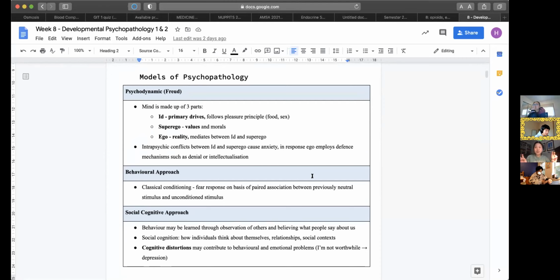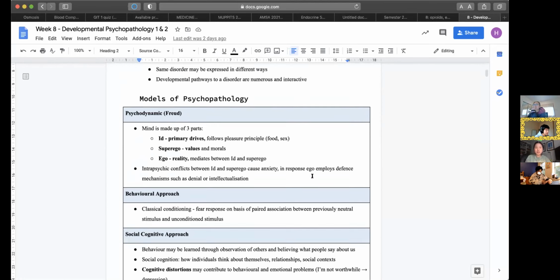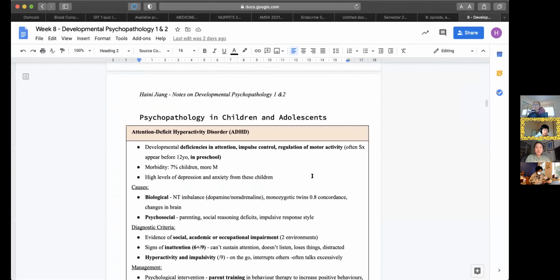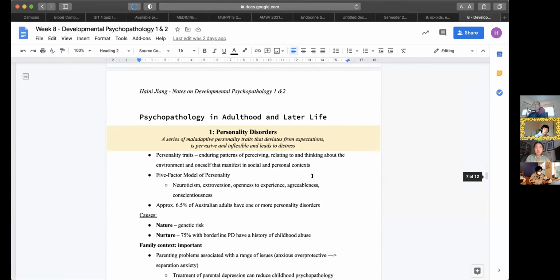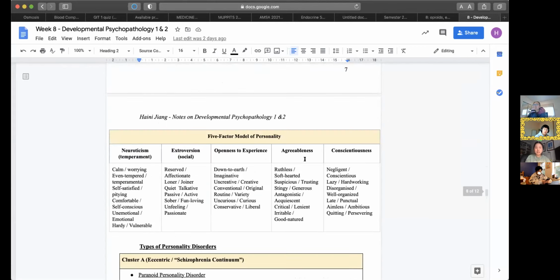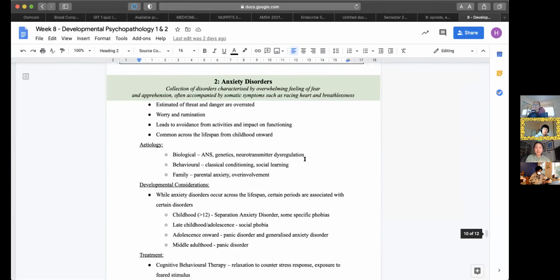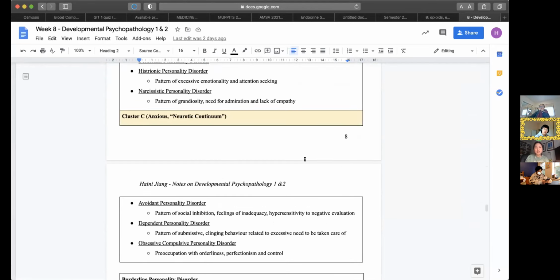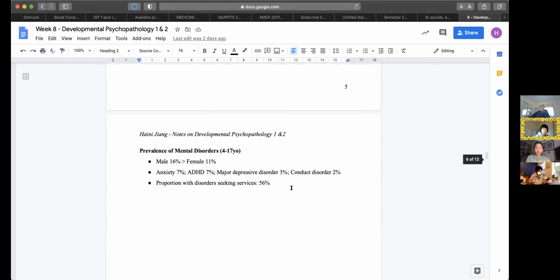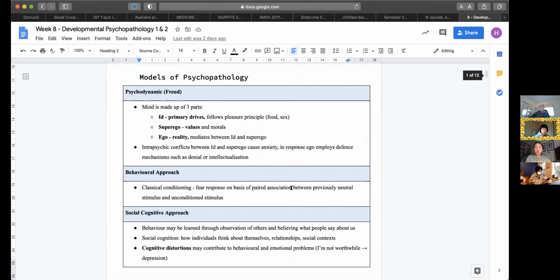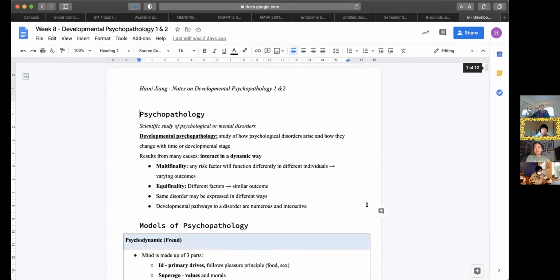I went on a binge trying to memorize everything and it just wasn't happening. You don't need to know absolutely everything, especially with these personality and anxiety disorders. Look at this, there are lots of different kinds of disorders that we'll go through. They don't even go through all of them in the lecture, so just FYI.